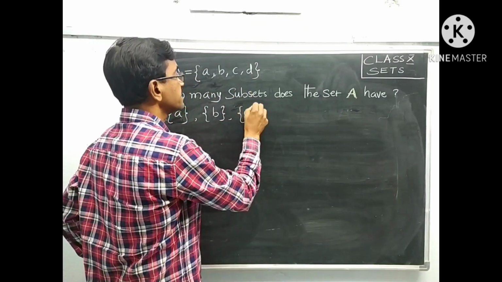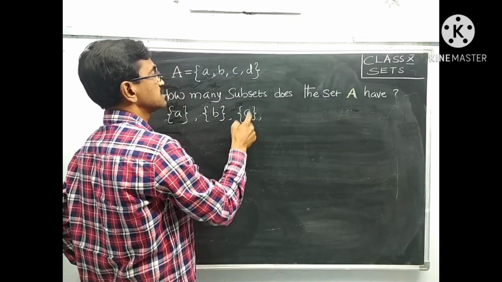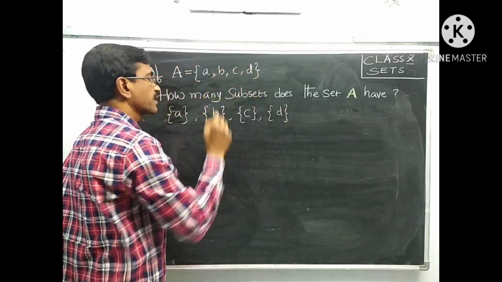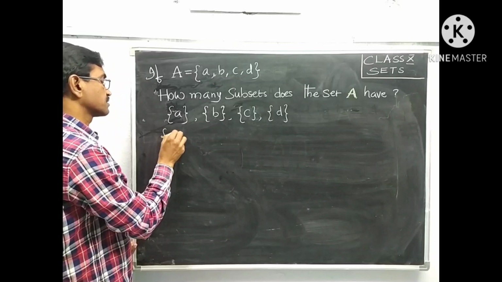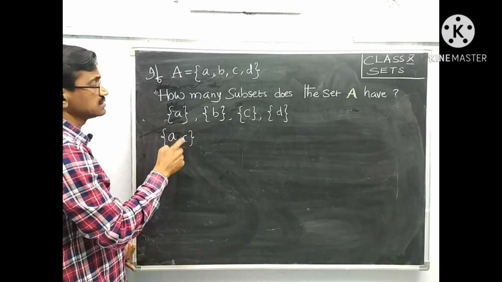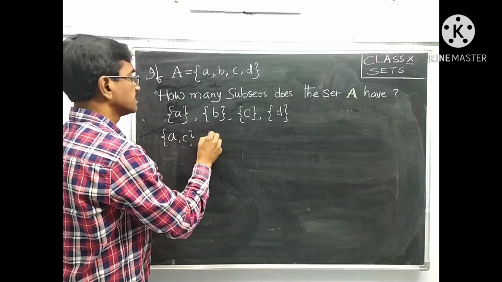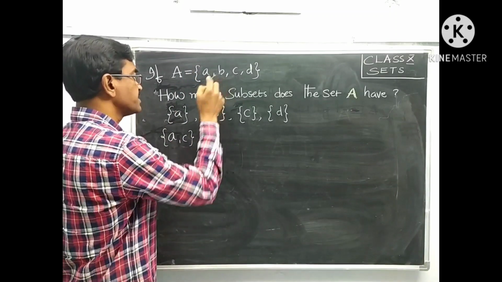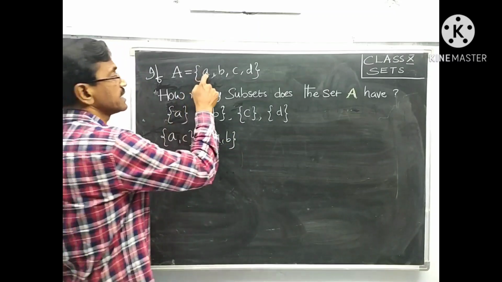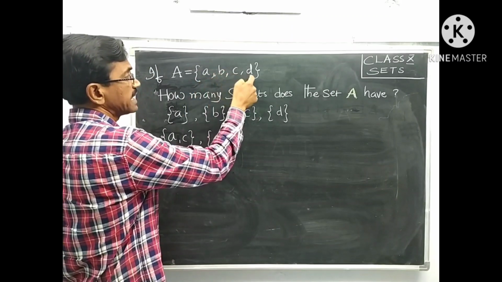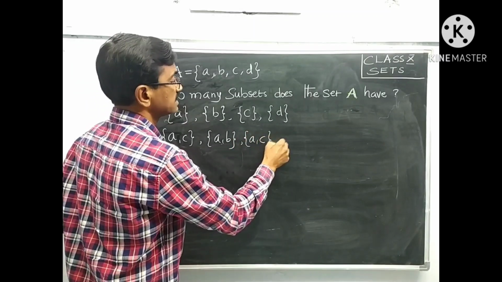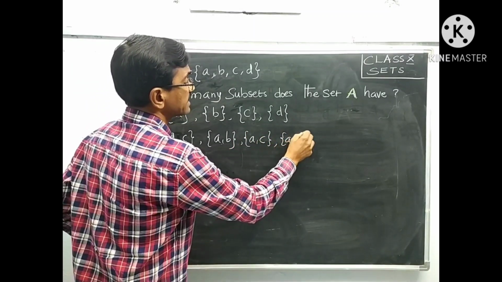C, let us take one element C. This set is also a subset of A. D is also a subset of A. Let us take two elements, A and C. This is a set. This is also a subset of this set. And A and B. Take two elements: AB, AC, AD. We can write like this.